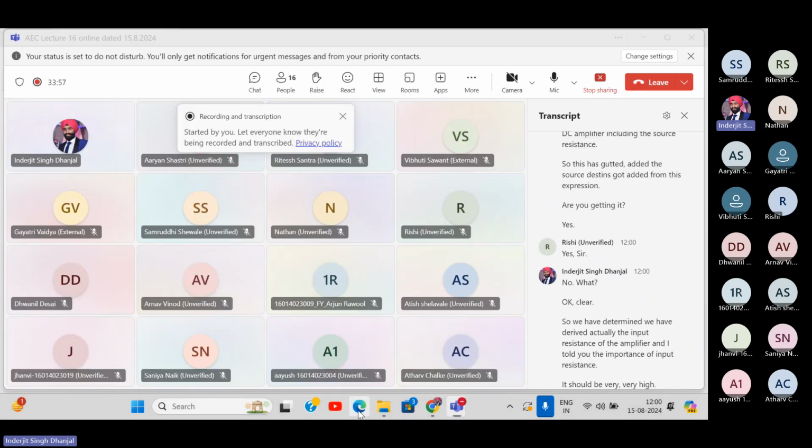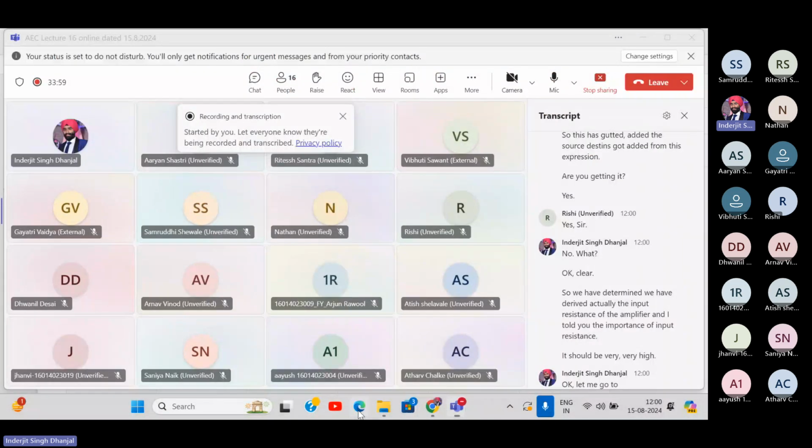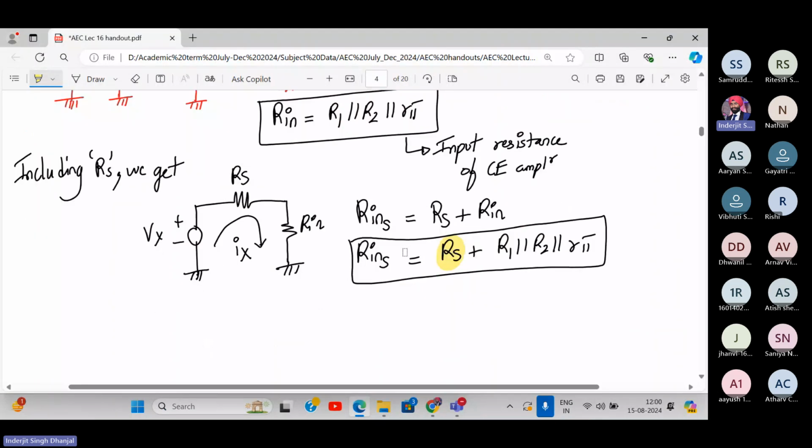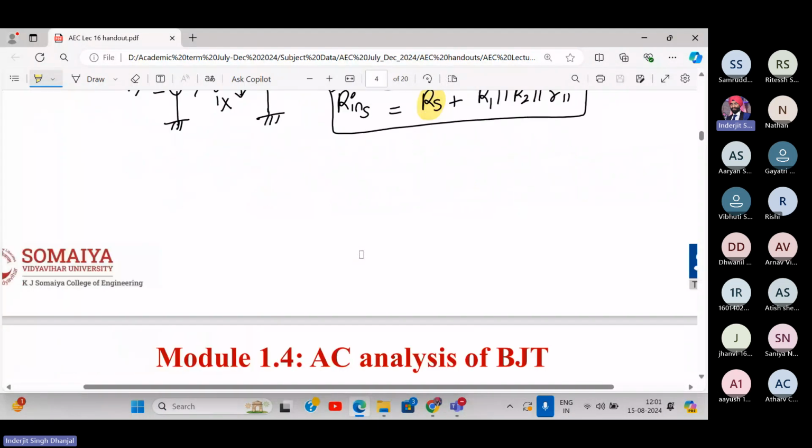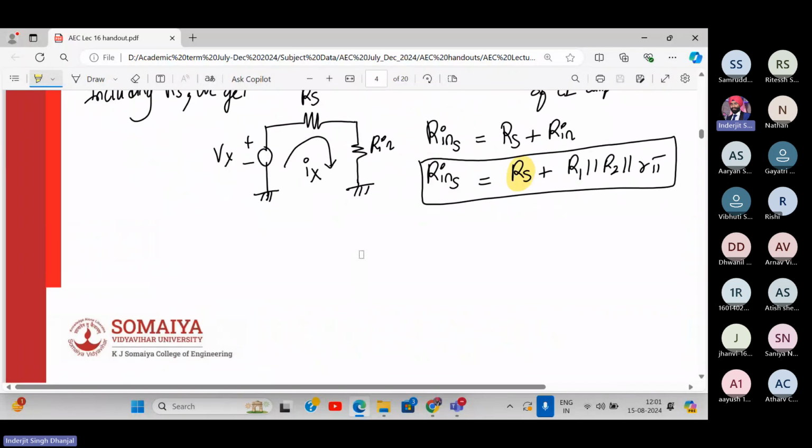Okay, let me go to. All right. Can I move on to the output resistance, students? Yes.